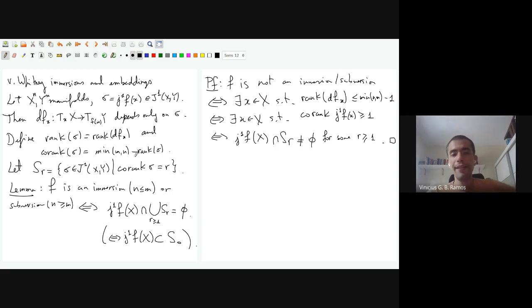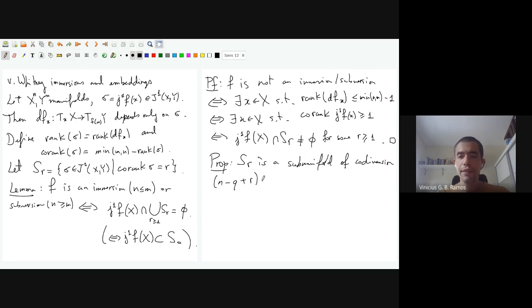Okay, so what is S_R? Well, it turns out, this is the next proposition, that S_R is a submanifold of the space of one jets of codimension (n minus q plus r) times (m minus q plus r), where q is the minimum of n and m.